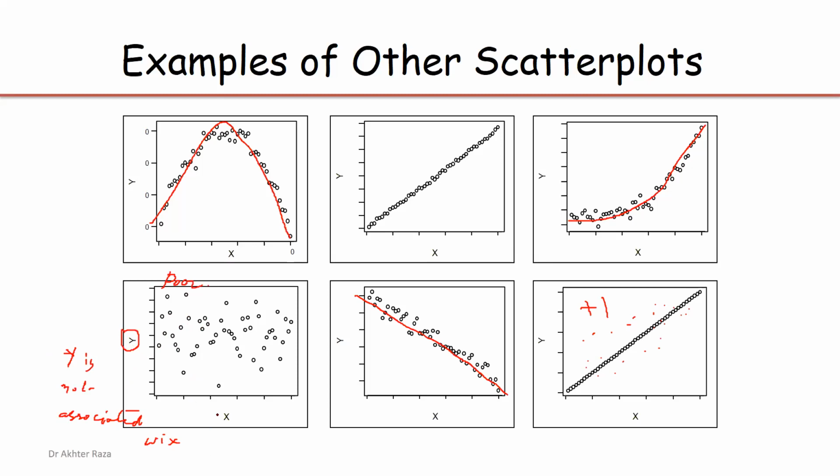Sorry, x is not helpful to predict y. This indicates that x is not influential on y. X is independent of y, so we cannot build the model. So this is not a good situation for a linear model, but a very good situation for a non-linear model, an exponential model.